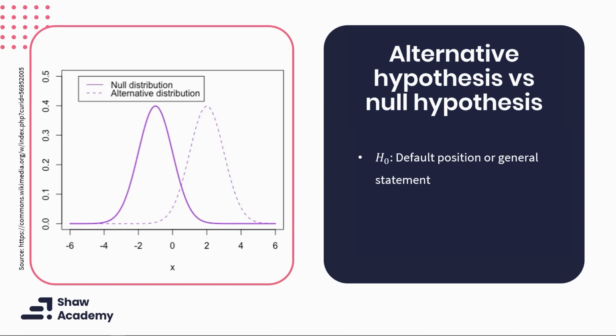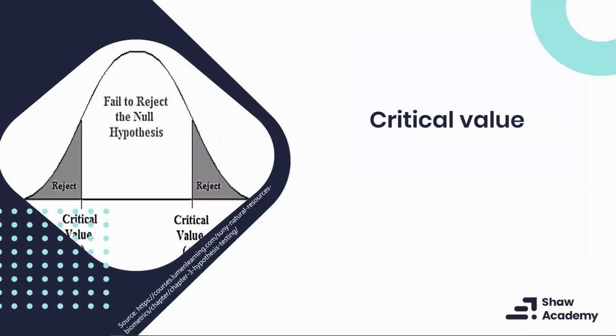Now we want to determine if the null hypothesis is true, and we test it using the alternative hypothesis. This is denoted by HA. Now, when testing the hypothesis about the population mean, the null hypothesis would be equal to a certain value, and the alternative hypothesis would show a difference to the value.